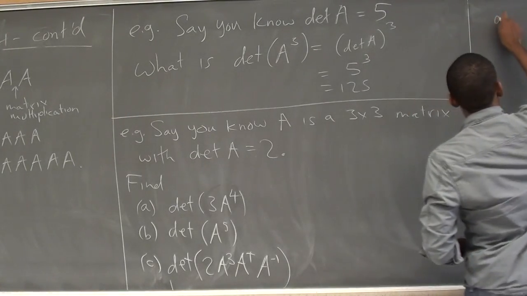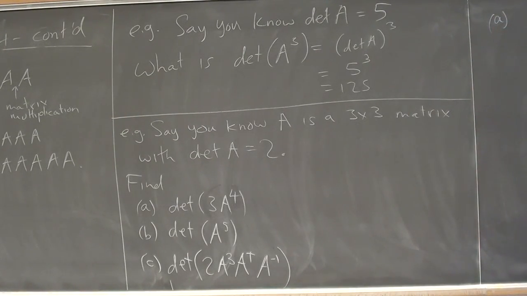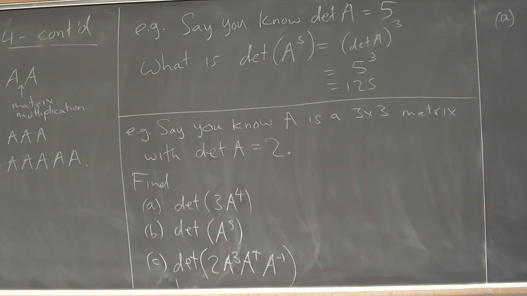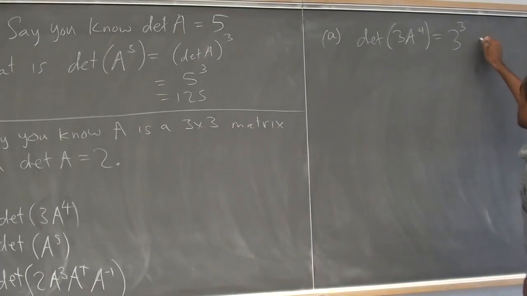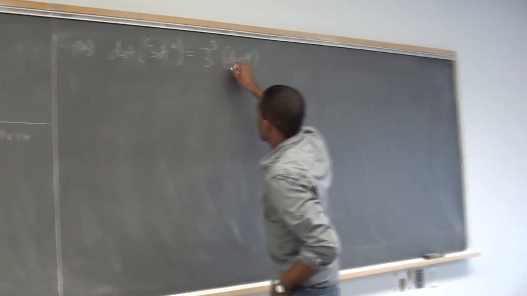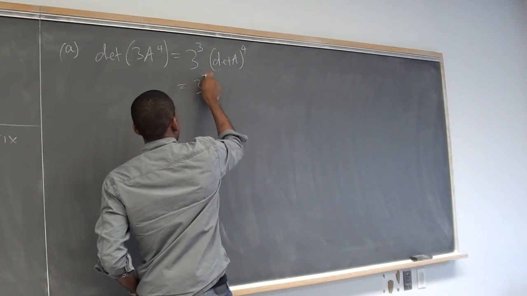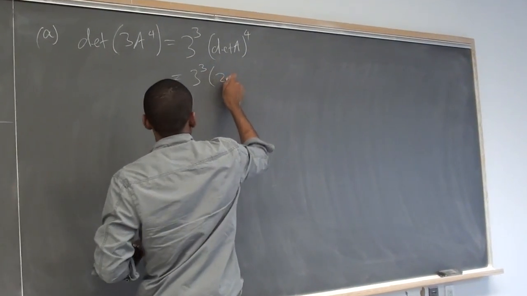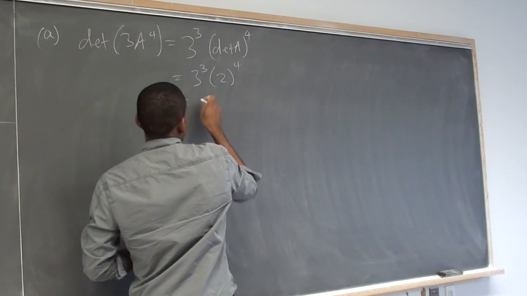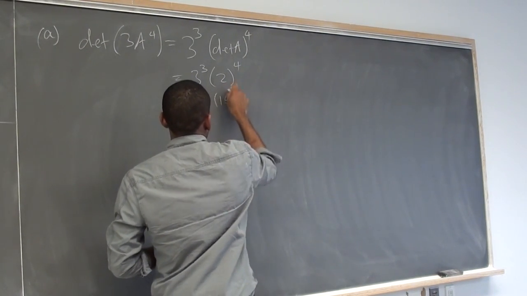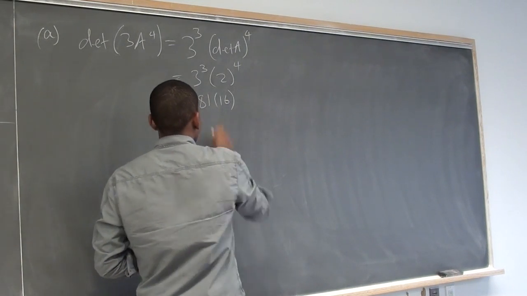Okay, so what are these? Well, the determinant of 3A to the 4th is equal to, what would it look like? It'd be 3 cubed, because there are 3 rows, times the determinant of A to the 4th. That just means 3 cubed times the determinant of A, which I know is 2, to the 4th. So that's 27 times 16, which is 432.